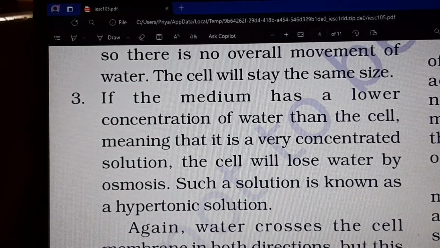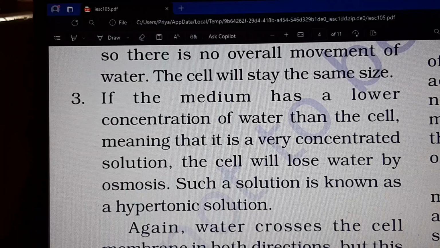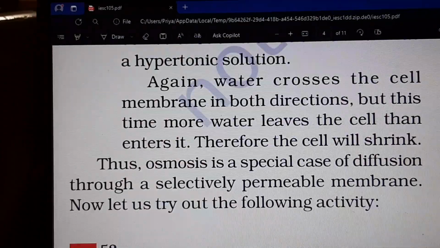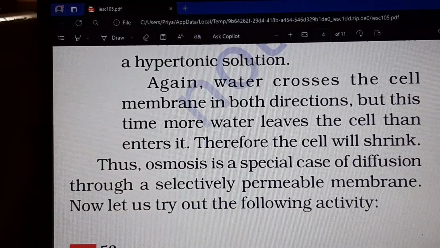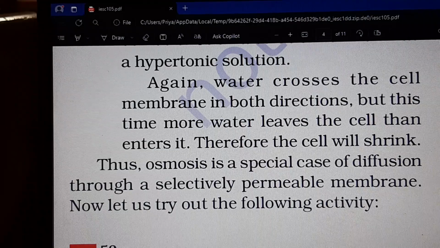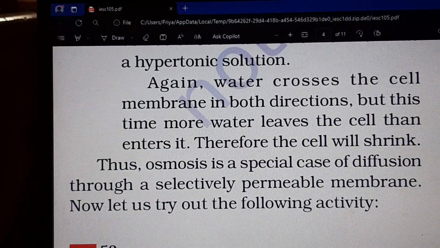If the medium has a lower concentration of water than the cell, meaning that it is a very concentrated solution, the cell will lose water by osmosis. Such a solution is known as hypertonic solution. Again, water crosses the cell membrane in both directions, but this time more water leaves the cell than enters it. Therefore, the cell will shrink. Thus, osmosis is a special case of diffusion through a selectively permeable membrane.